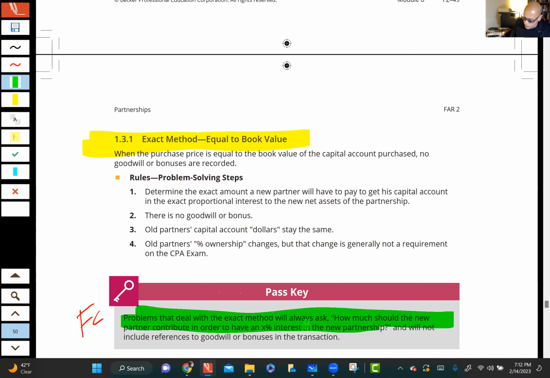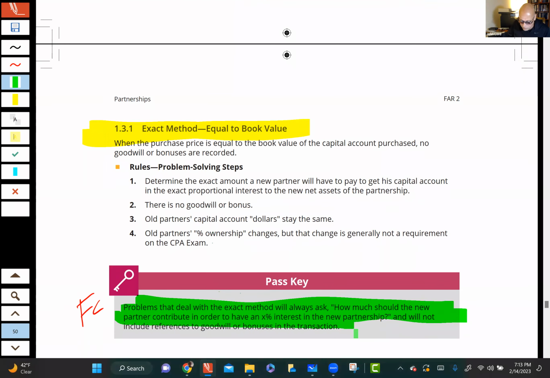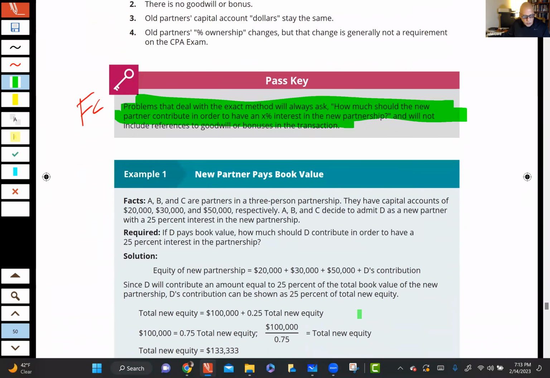Okay, and there will be no reference to goodwill or bonus. So sometimes students will say, well, how am I supposed to know I'm supposed to use the exact method? It didn't say exact, because it asks you what? It asks you how much should the new partner contribute, and there'll be no mention of bonus or goodwill method. Okay, so let's just take a look at this.